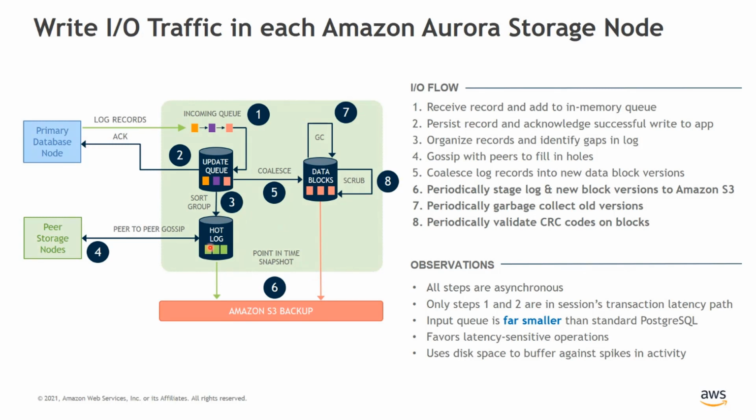Then we can do a whole bunch of stuff in the background. So now the application is basically happy and can go off and do more work. But in the background, we do all of this work. And some of that work, as it relates to high availability, is doing things like in step 6, 7, and 8 to stage these log records and write them into Amazon S3 as part of our continuous backup process, to periodically garbage collect these old versions so that we can shrink the size of your storage and keep it as cost effective as possible. And most importantly, to be able to validate these CRC codes, right?